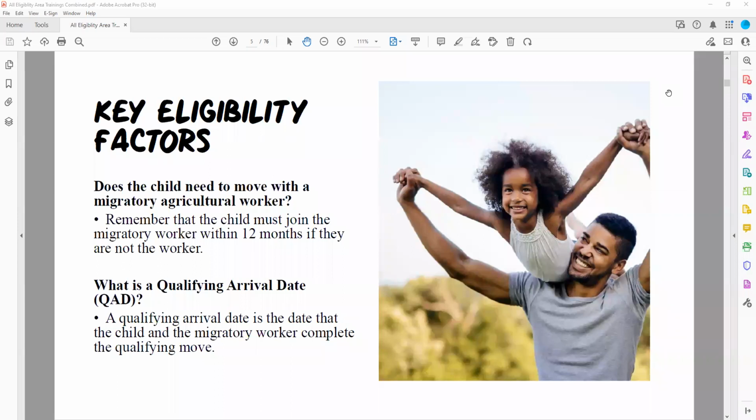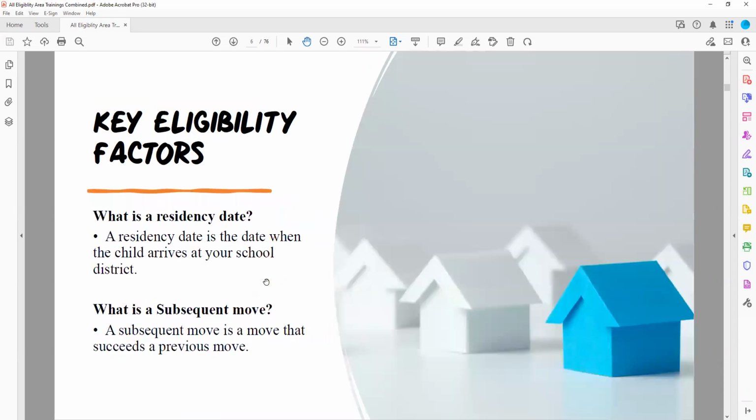So we have something called the qualifying arrival date, or the QAD. The qualifying arrival date is the date that the child and that worker complete a qualifying move together. So when I say together, that means that the dad could have come and worked in agriculture, and then the child comes a month later once school starts. That qualifying arrival date would be when that happened, when they're both together.